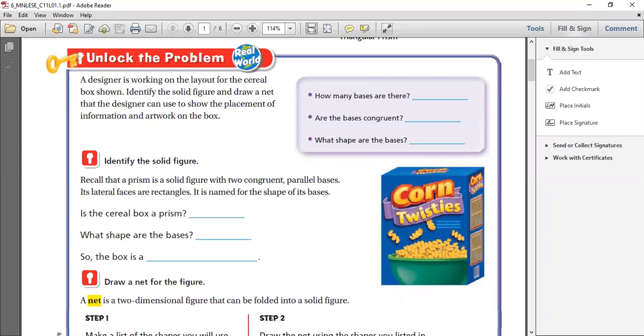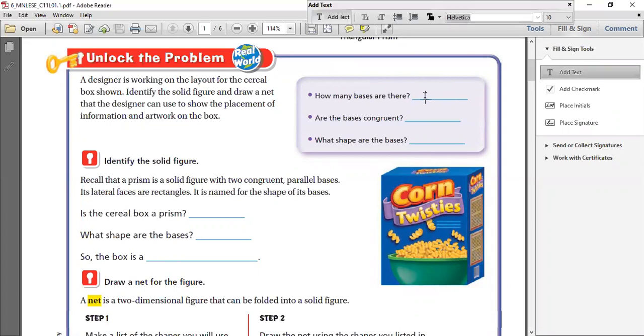How many bases were there for this box? There was one up and one down. So you need to be writing here 2 bases. Okay, so right there, quickly write there 2. Fine. Then are the bases congruent? Congruent means are they equal? Of course they both have the same. It's not that one is small and one is big. They both will have the same. So are the bases congruent?